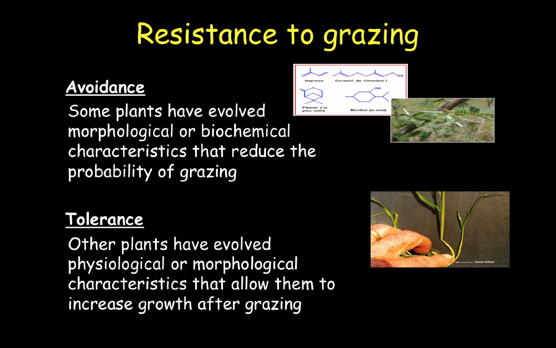And then tolerance really has to do with plants that have evolved with either physiological or morphological characteristics. So the ability of a plant to come back after a grazing bout, the efficiency of that plant during the photosynthesis process, that's all physiological characteristics.